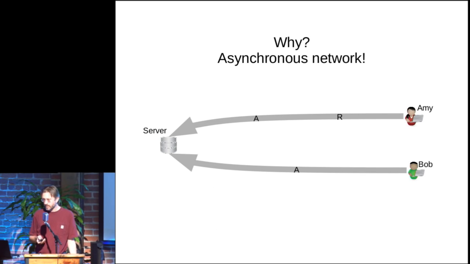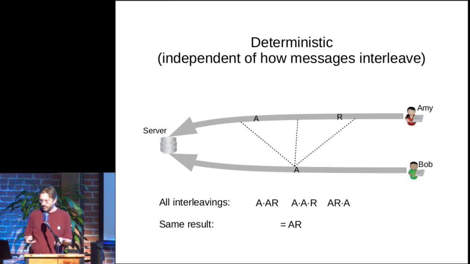So why do you want to do this? You have an asynchronous network. You have multiple people in the network sending messages. They arrive in different relative orders. They might get interleaved differently. And you want the result to be the same however they get interleaved.